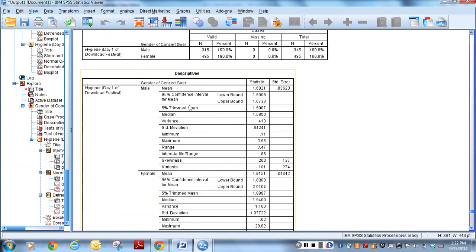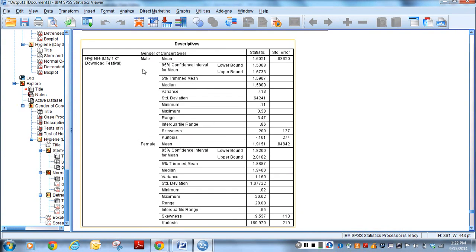Okay. Again, here are my descriptives, and notice that it divided them up into 2 groups. Here are my descriptive statistics for male, and my descriptive statistics for female. If you were interpreting this, you can compare the mean of one group to the mean of the other. Okay, looks like the hygiene scores for females were higher on day 1. You can compare median, you can compare standard deviation. It looks like there was more variance in the female group. Okay.